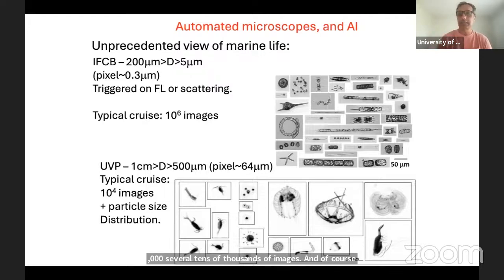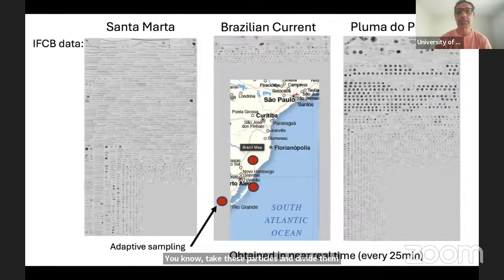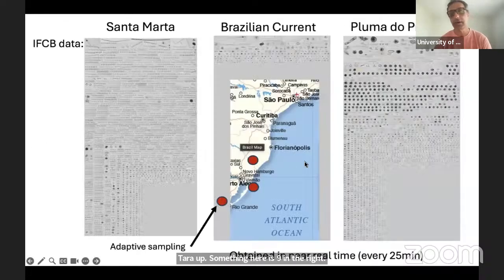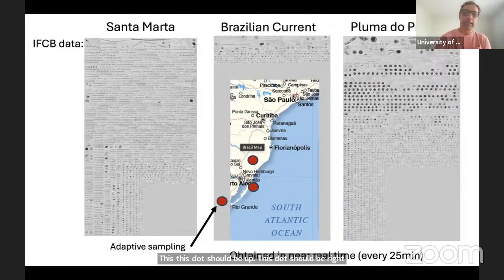And of course, we cannot, on our own, take these particles and divide them into boxes. So AI is deployed, and the classifications are getting better and better. Here I'm showing you an example of IFCB data taken with Tara. Something here is not right. These dots should be up, these dots should be right of the, I don't know how that moved, but anyways, 3 different places along the Brazilian coast. This is a leg of Tara from Brazil into Argentina I was on.